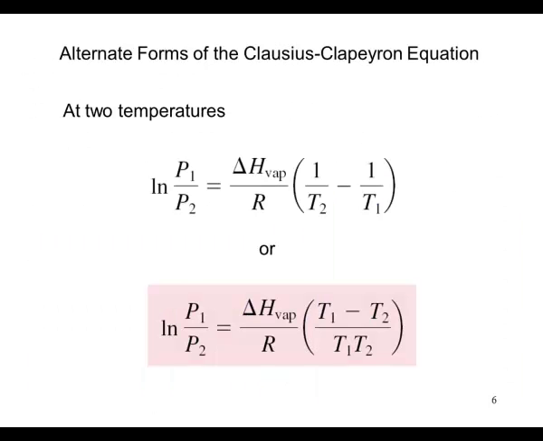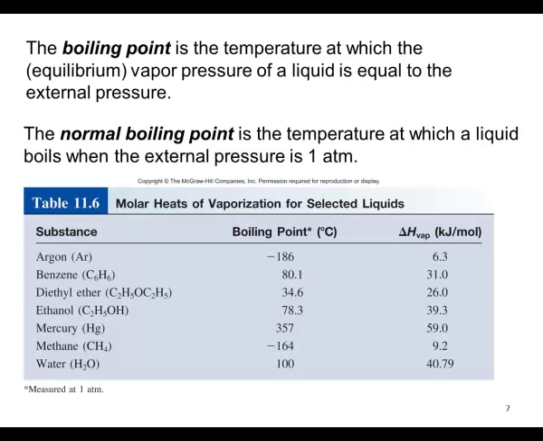There are two forms of the Clausius-Clapeyron equation for calculation at two different temperatures. It's the natural logarithm of the ratio of the pressures equals the heat of vaporization divided by the gas constant times the difference in the reciprocal of the absolute temperatures. Either form of the equation will work. We'll demonstrate that in class.